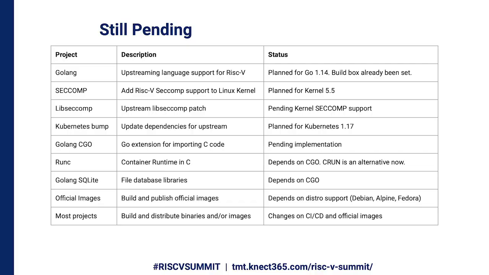Some issues are still pending. So we have Golang scheduled to be up on 1.14, 1.15. Seccomp, that's security in the kernel, is scheduled to go on 5.5. Linus already accepted that. Some libraries, Kubernetes, cgo for Golang, that's C extensions for Go, is still not developed, but it's not required for all this software, and some other dependencies that I can share in the slides later. But most projects already build.